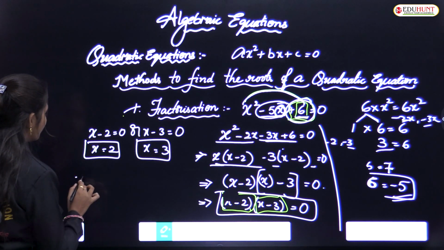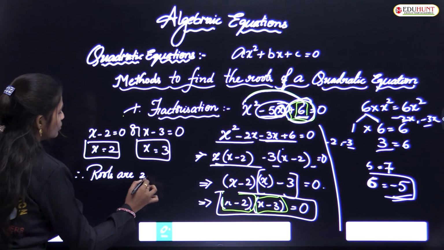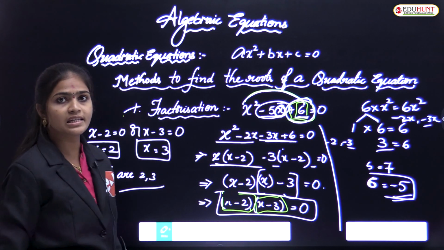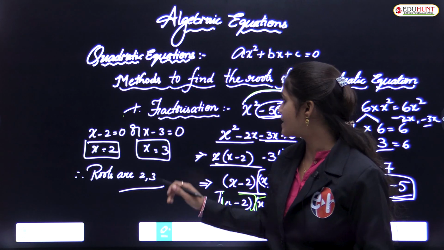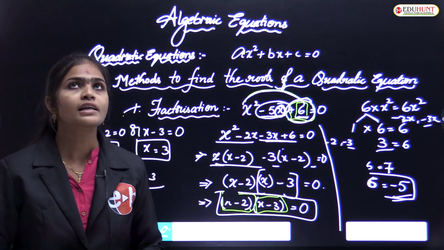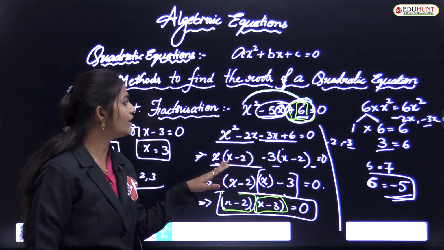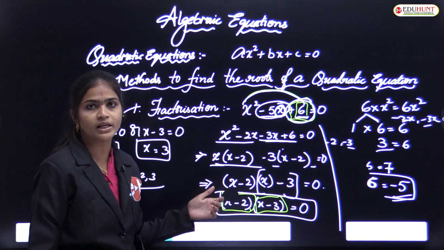Therefore the roots are 2 comma 3. So what are the roots here? 2 comma 3 are the roots. So 2 and 3 satisfy the given equation. Is it clear to you all? Okay, so this is the factorization method. By using this factorization method like this, you have to find the roots of a quadratic equation.